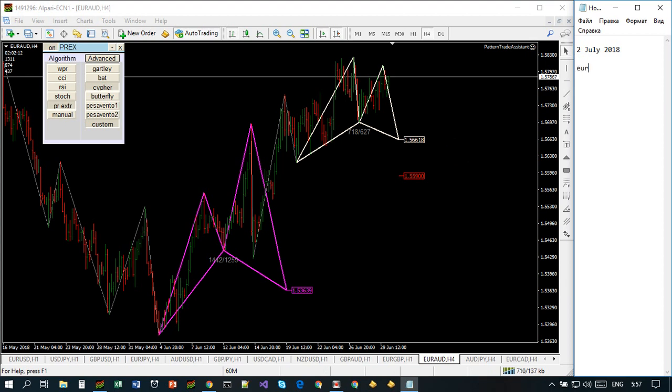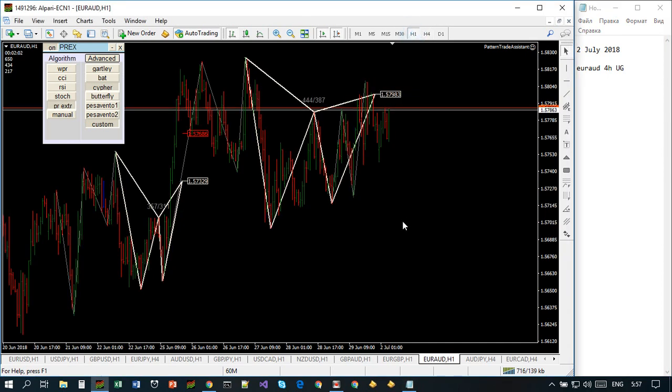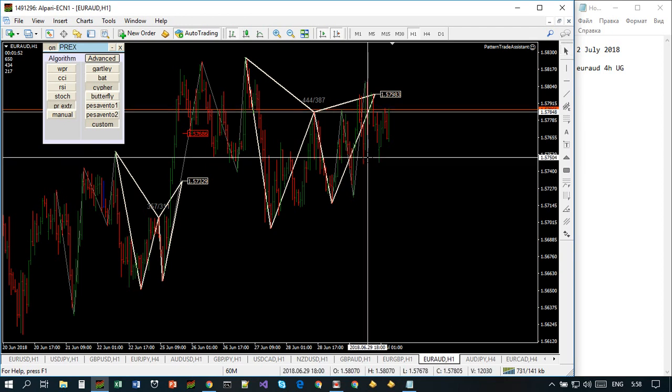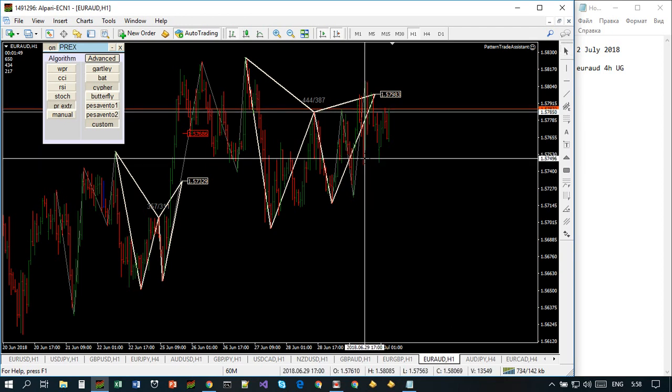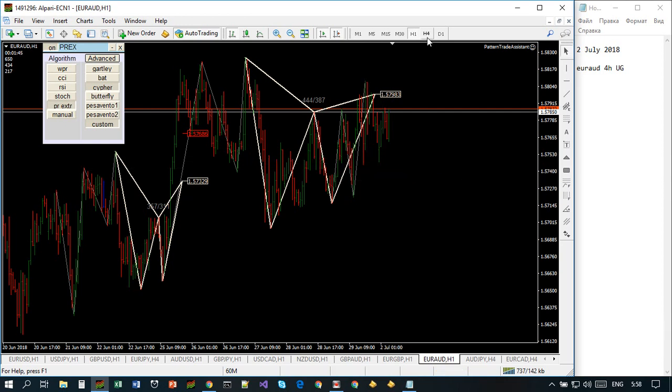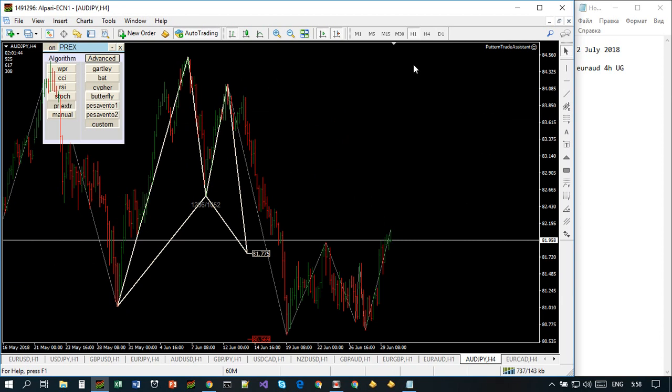Euro Aussie 4 hour, unified Gartley. 1 hour. Okay, we just missed a bearish unified Gartley, and it already hit targets. It completed on Friday 5 p.m. Well, I was already not trading. I was already at home.